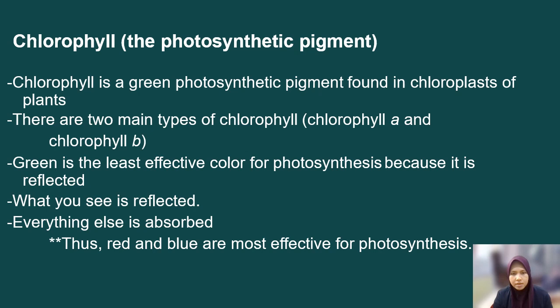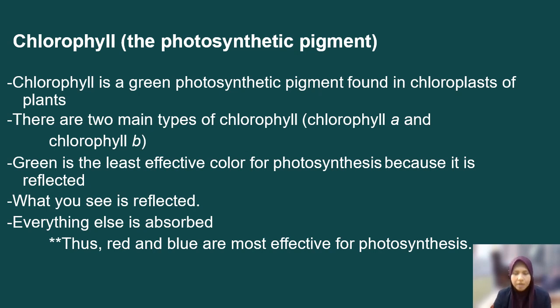So chlorophyll is the major pigment used by the plants for capturing the light energy. There are four types of chlorophylls: chlorophyll A, B, C, and D. Chlorophyll A is found in all higher plants, in algae and also in cyanobacteria.